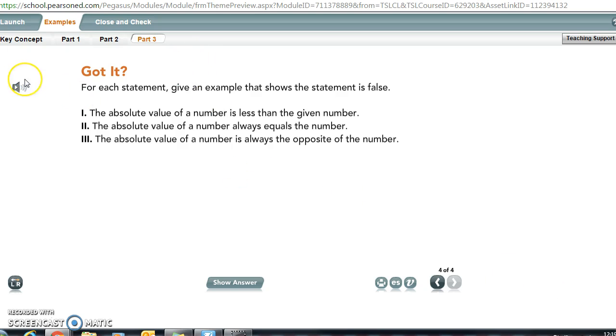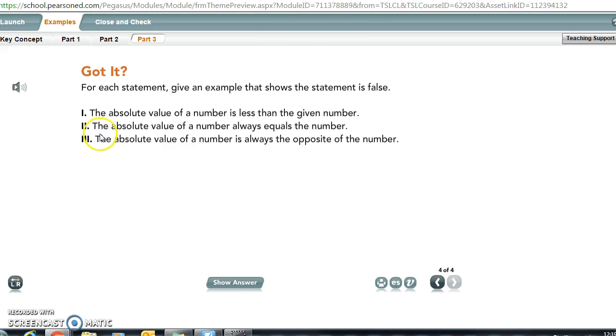For each statement, give an example that shows that the statement is false. Go ahead and go through. I want you to give me a statement as to why it's false. Number 1: The absolute value of a number is less than the given number. Number 2: The absolute value of a number always equals the number. Number 3: The absolute value of a number is always the opposite of the number.